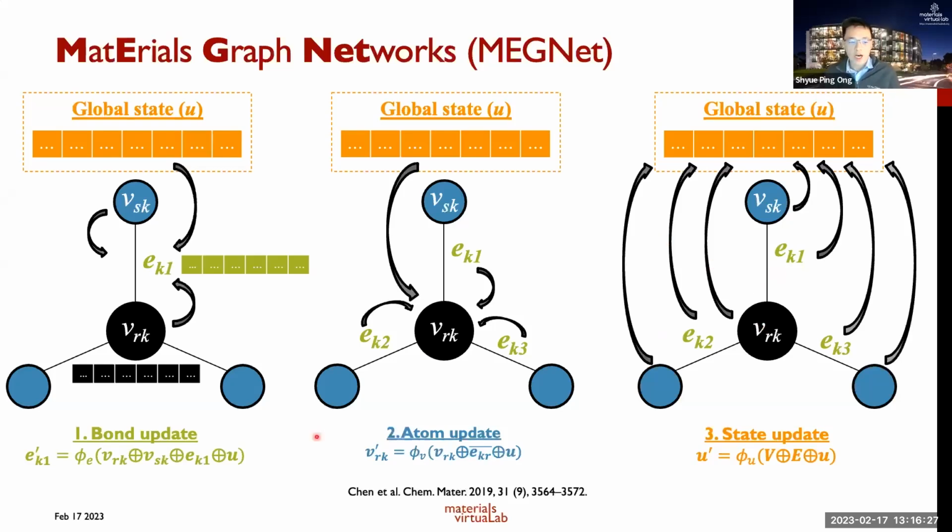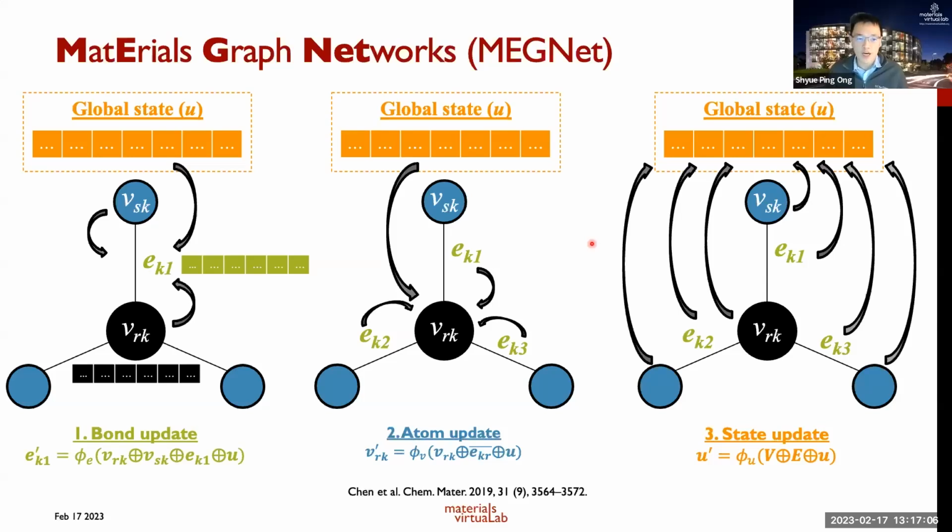Because we don't really know the functional relationship for these updates, all these functions are modeled using neural networks, because neural networks are universal approximators. This is why it is called a graph neural network. Given this architecture, you can then train graph deep learning models to predict any property that you are interested in, as long as you have sufficient data.